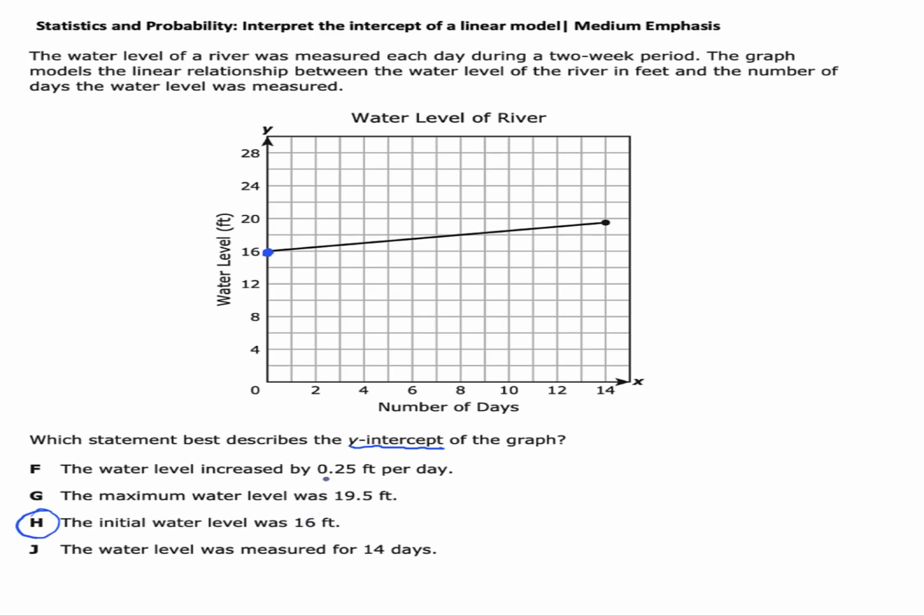Now, here is your y-intercept. It's at 16. And it's at 16 when your x value is 0. So it's telling you that this is the initial. So always remember that the y-intercept is always your initial value because it always occurs when x is 0.